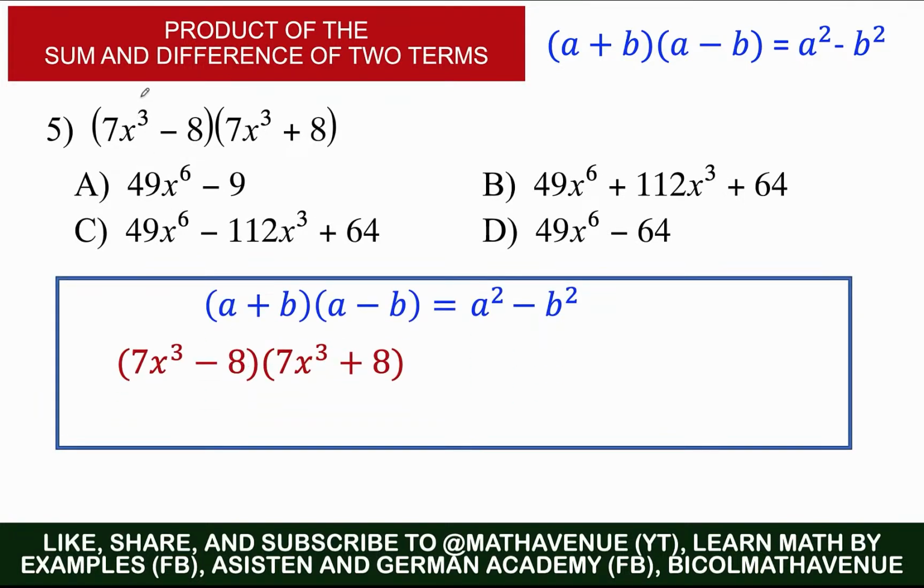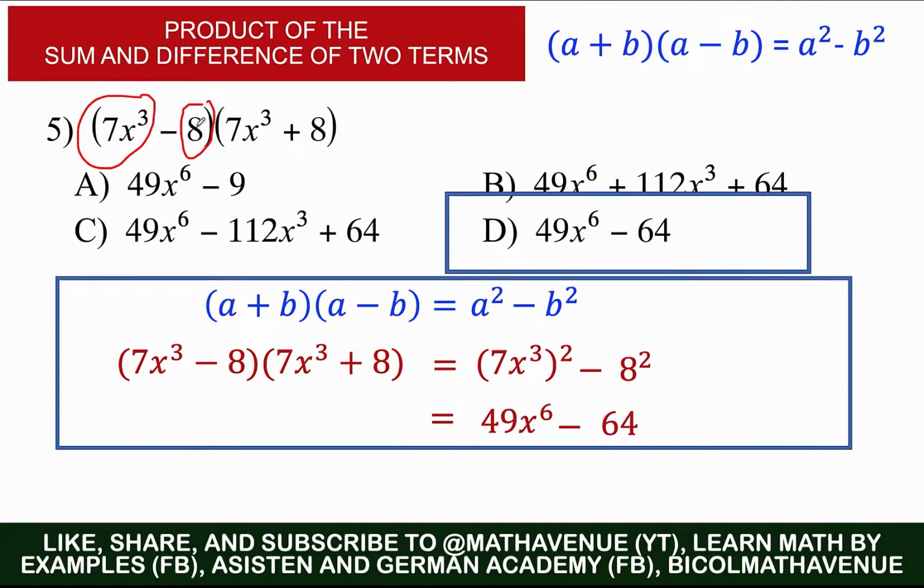What are the two numbers? It's 7x to the third and 8. So following this formula, that is equal to the square of 7x cubed, which is 49x to the sixth. Copy the minus sign. And then the square of b is the square of this 8, which is 64. So here is now our final answer. And that is letter D.